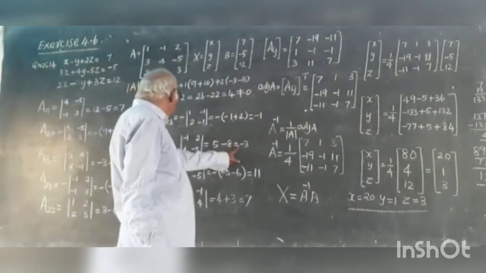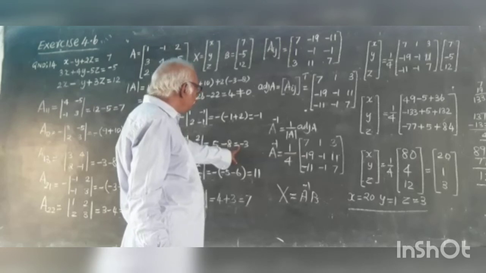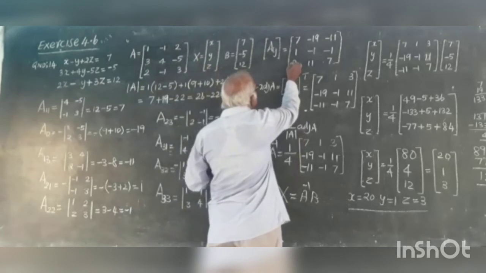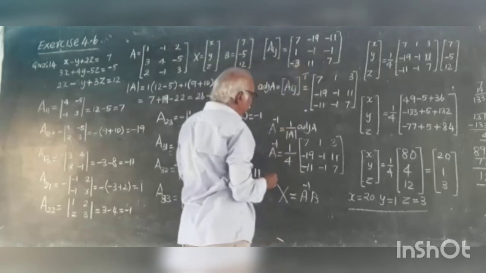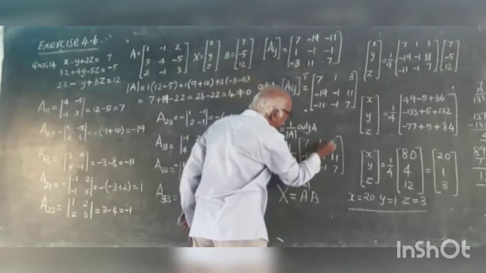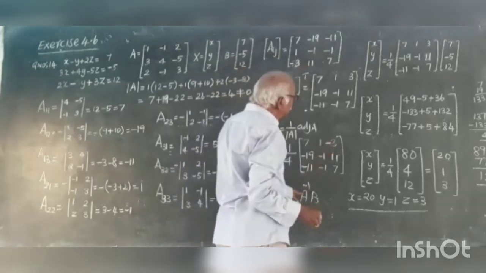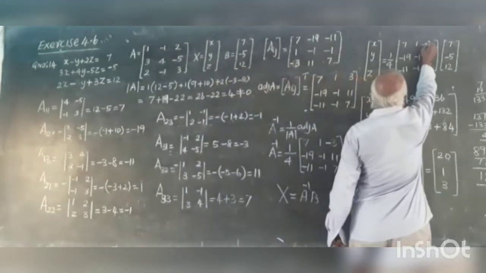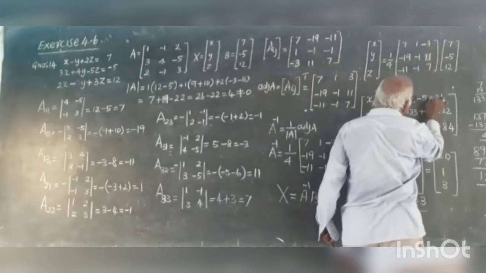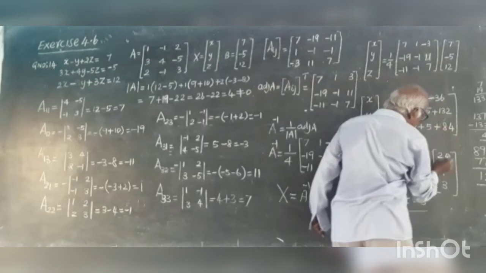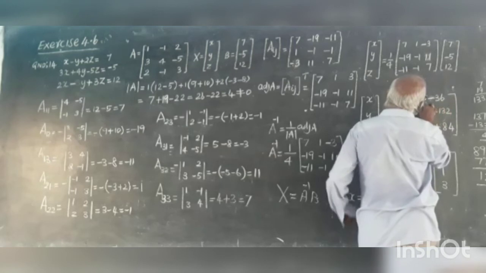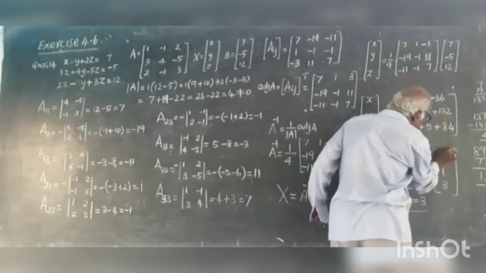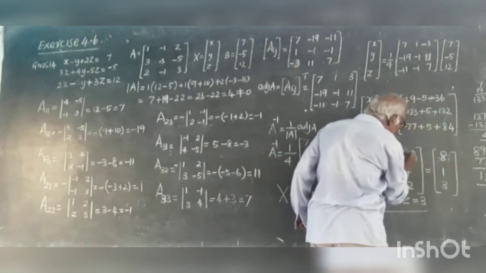See here the mistake. A31 is minus 3. Here I have not written minus 3. That is the mistake here. A31 is minus 3, then here you will get minus 3, and here also you will get minus 3, so minus 36. Then you will get plus 8.